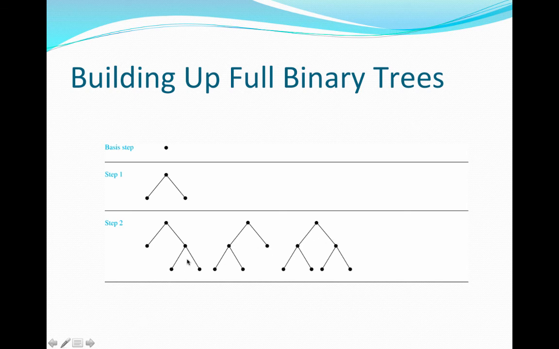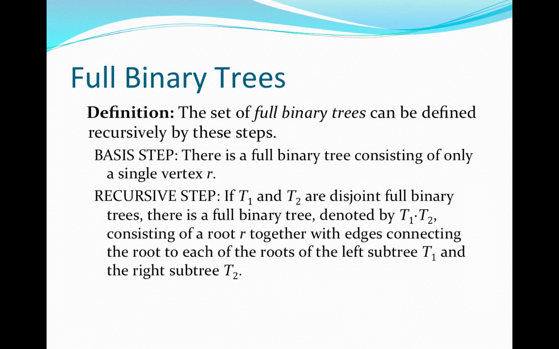And then at subsequent steps, we can take any two copies of any of the previously defined trees and continue to add them with a common root at the top. And so our trees will grow downward in a similar fashion. So what does this look like recursively?